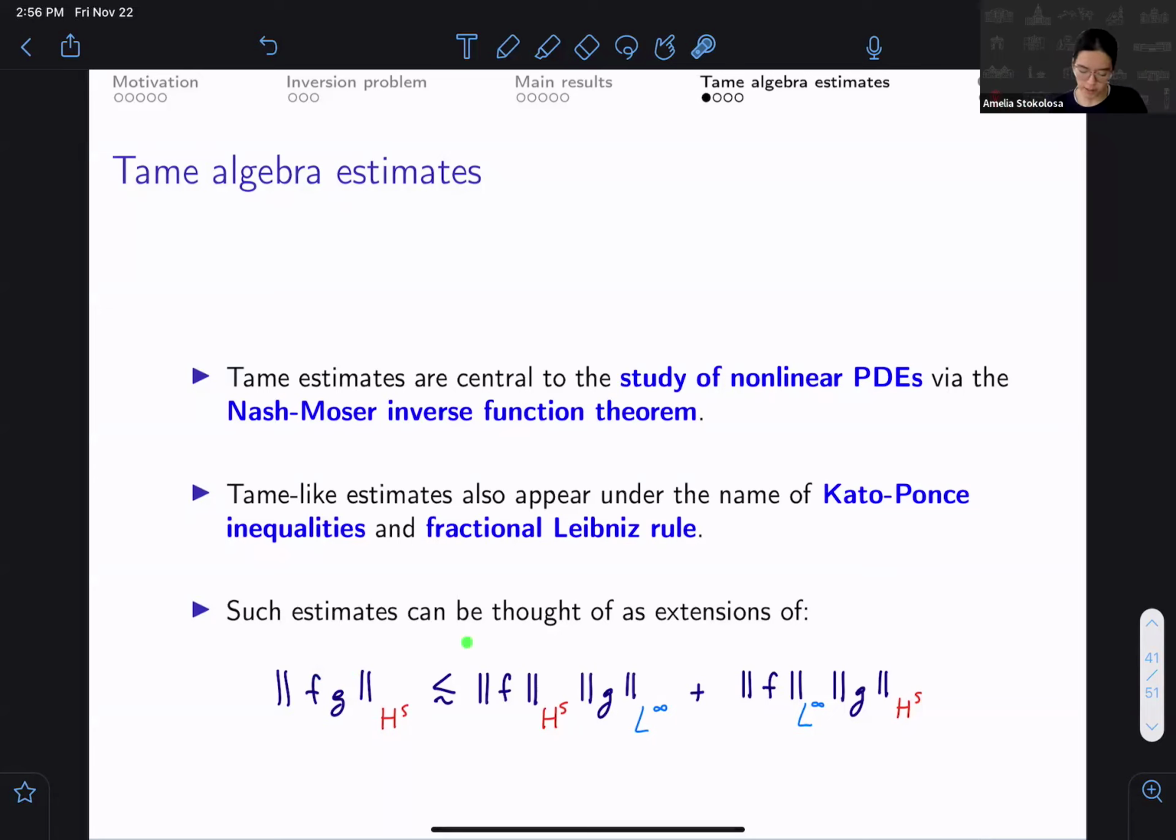Now, for our estimate, it's a good idea to keep this elementary estimate in mind before looking at our multi-parameter estimate, which goes as follows.